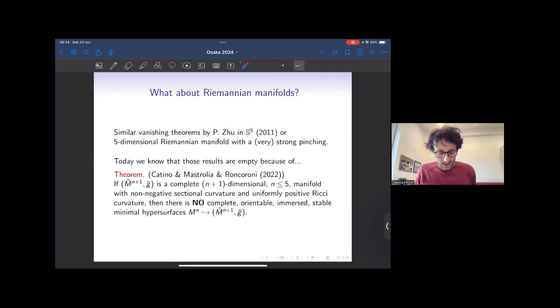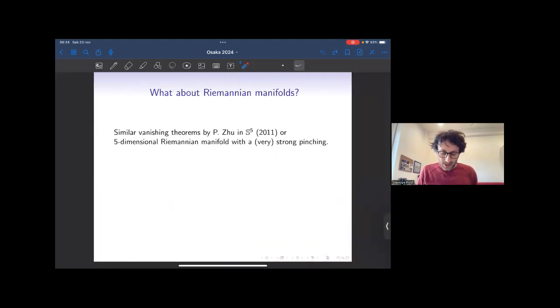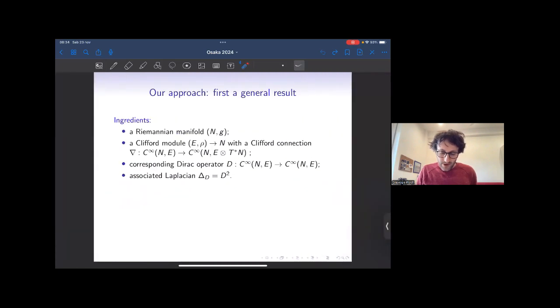So, keeping in mind to try to generalize this nice result by Tanno, as I said some minutes ago, my collaborator and I try to give a unified approach to this kind of proof. So we try to give at the same time a unified approach and generalize this kind of proof as much as possible. So our setting is the following.